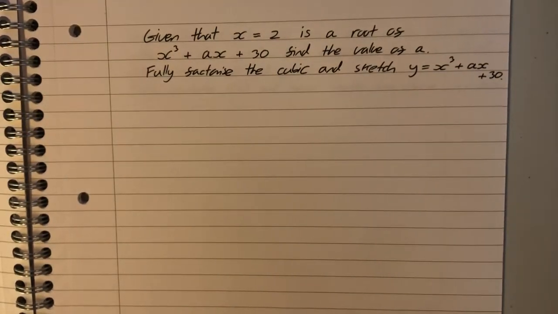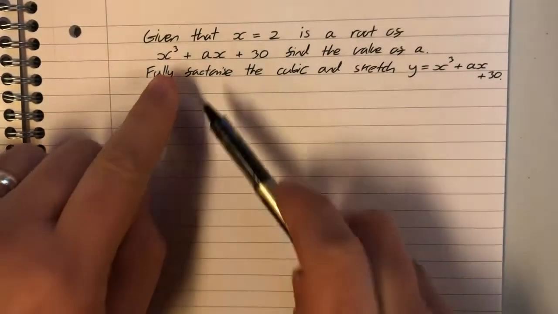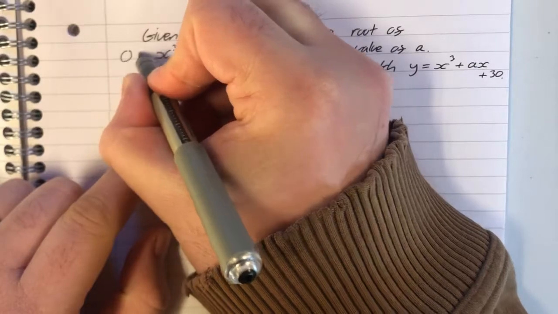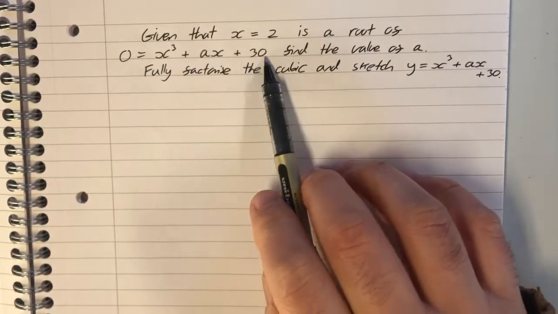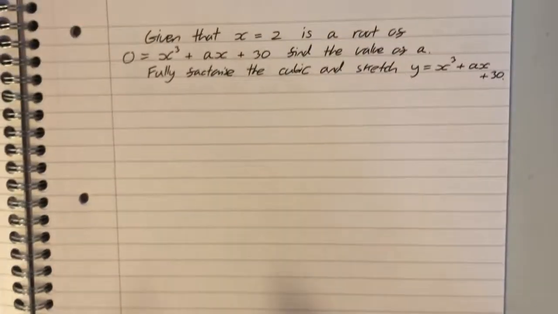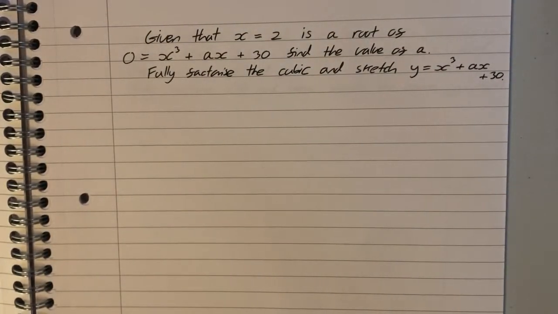Given that x equals 2 is a root of 0 equals x cubed plus ax plus 30, find the value of a. So this is a slightly different question. We're now told that it is a root, and we need to find a value of one of the coefficients. This is quite a common style of question.